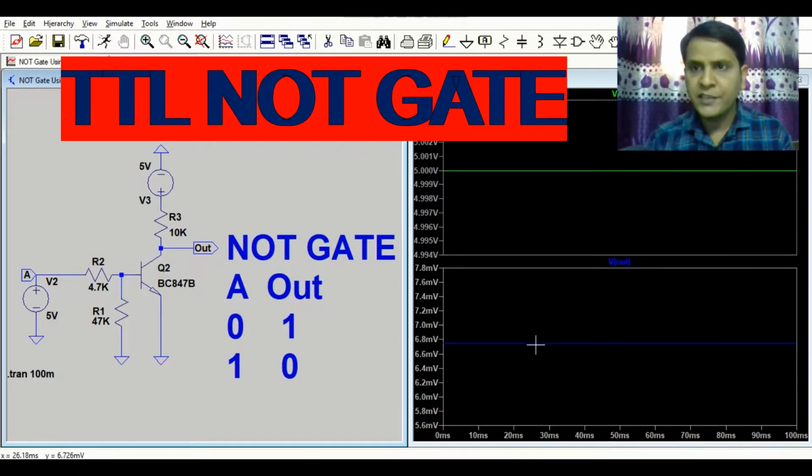So hope you understand the operation of NOT gate by using transistor.